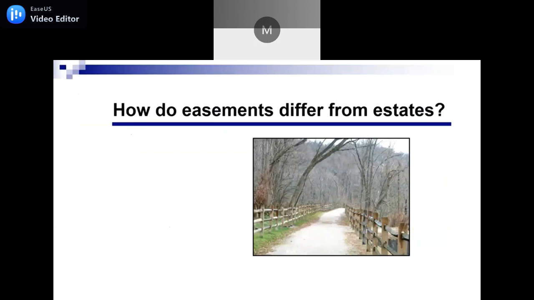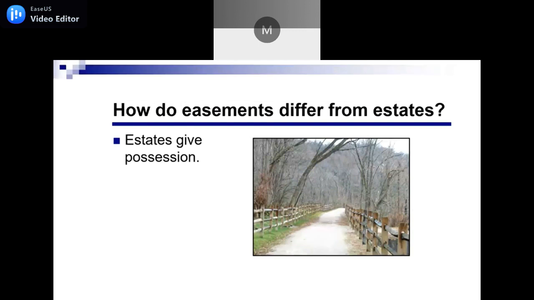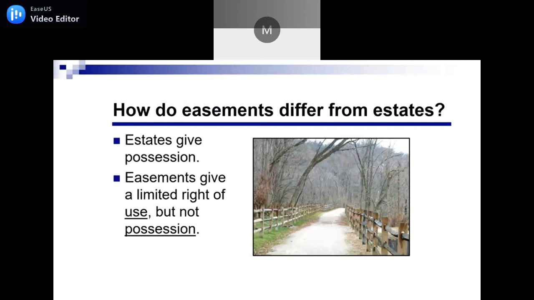Now, how's an easement different from an estate? Well, estates give possession, and the word possession means that a person with possession can basically use the property in any way they wish. They can damage it, they could even destroy improvements on it, they could build things on it, they can do whatever they like, as long as, of course, they don't violate the local zoning ordinances or the law of nuisance. Easements, on the other hand, don't give possession. They give only a limited right of use, and the key there is limited. Easements don't give you the right to do anything you want to on someone else's land, but only some limited and specific activity.